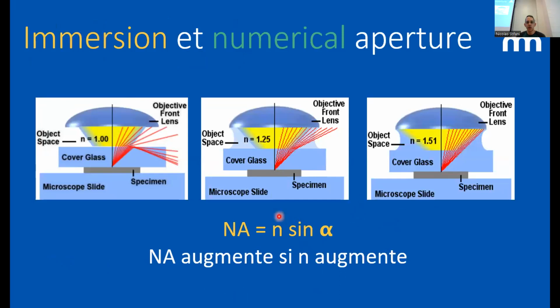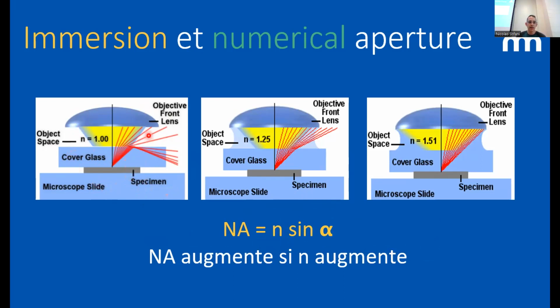The other example I wanted to show is that NA also increases when your refractive index increases. So people sometimes tell you, oh, you are using an air objective, but an oil objective is better. Yes, and this is the reason why it's better: the oil increases the NA. And this is why it is better to have a high NA and a high refractive index.